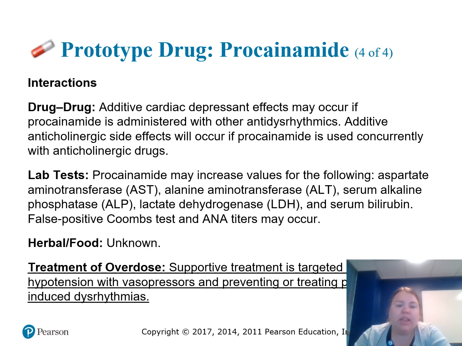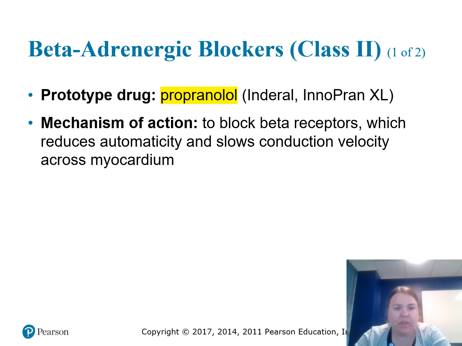So again, the most common treatment for overdose of these antidysrhythmic drugs is going to be supportive care. If I'm worried about bradycardia, especially severe bradycardia, or if I'm worried about hypotension, you're going to give vasopressors and you can possibly give atropine as well. Now we have our beta-adrenergic blockers. Propranolol, we have an LOL.